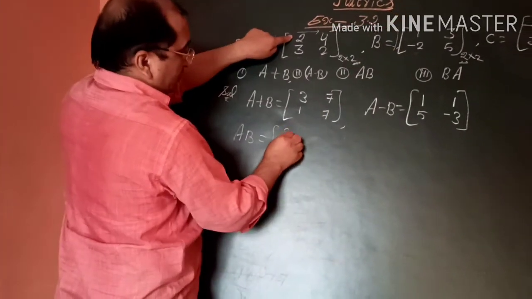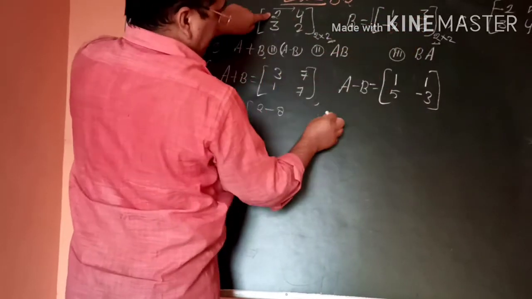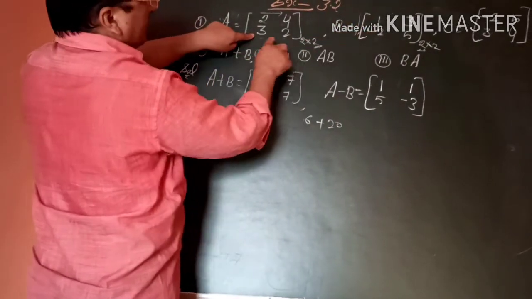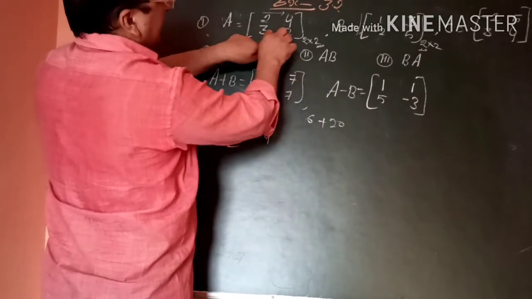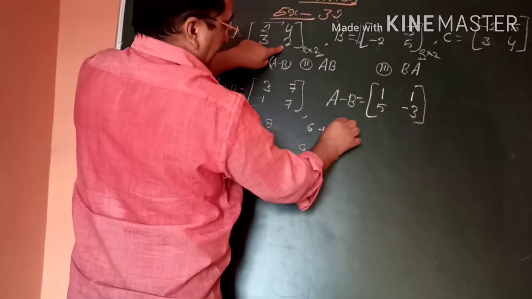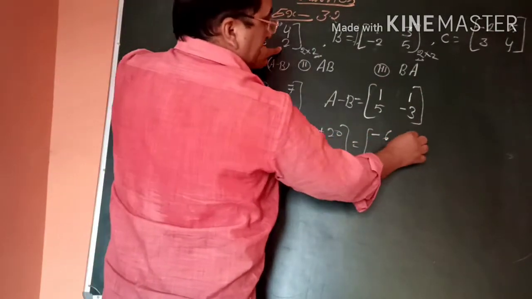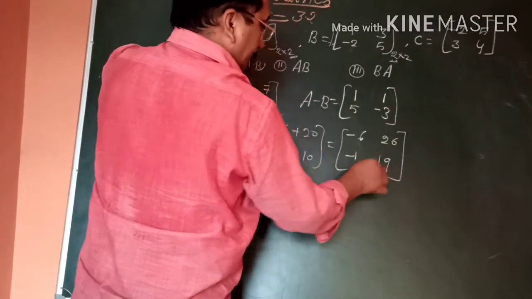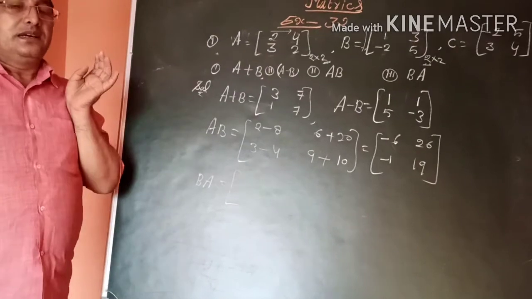2 1 are 2 and 4 2 are minus 8, and first row second column 2 3 are 6 and 4 5 are 20, plus second row first column 3 1 are 3 minus 2 2 are 4, second row second column 3 3 are 9 plus 2 5 are 10. So it will come 2 minus 8 minus 6, then this will come 26, this will come minus 1, this will come 19.